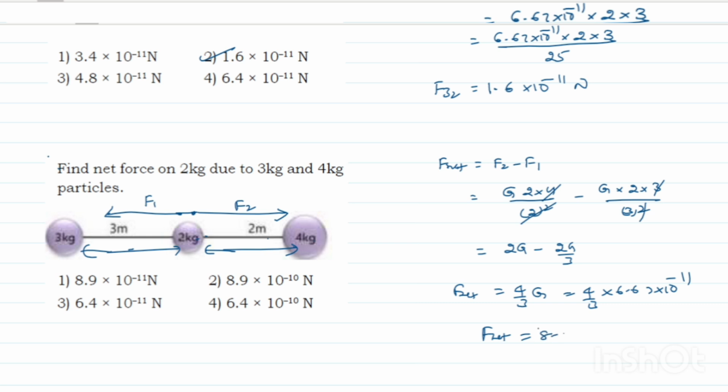8.9 into 10 power minus 11 newtons. 8.9 into 10 power minus 11 newton is the correct answer.